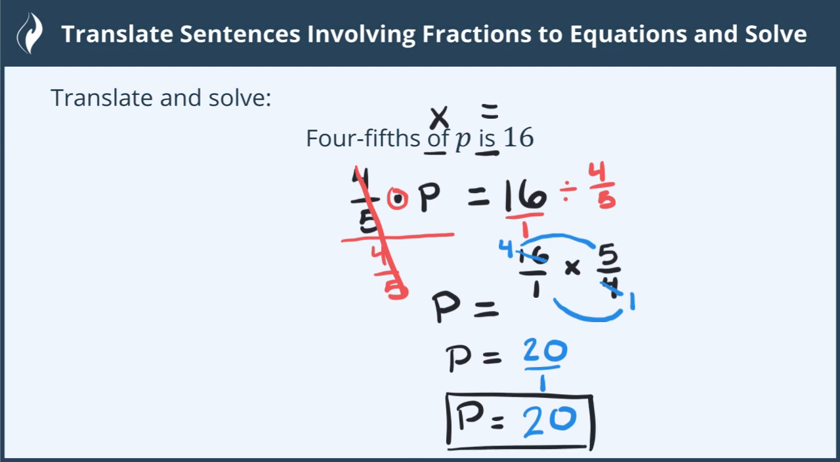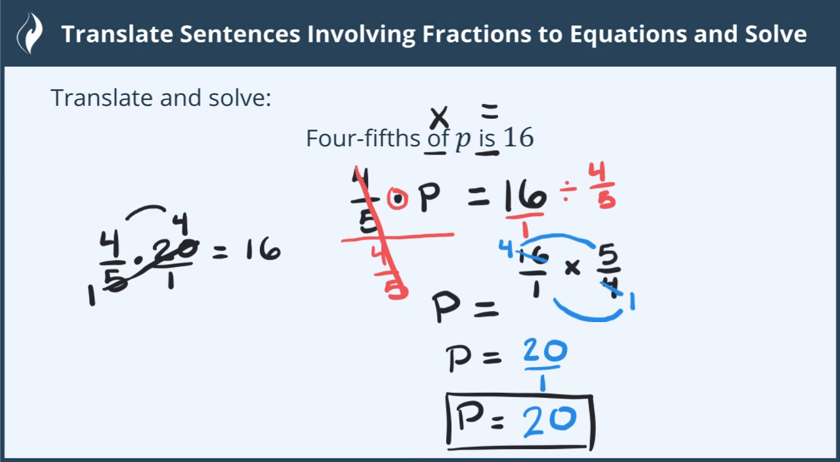If I wanted to check that, I could go back to the beginning and substitute that in. So I have 4/5 times 20 equals 16. Now, that was substituting 20 in for p. To make the 20 a fraction, we just put it over a 1. And I check if I can simplify anything beforehand. 20 and 5 are both divisible by 5. 5 divided by 5 is 1. 20 divided by 5 is 4.